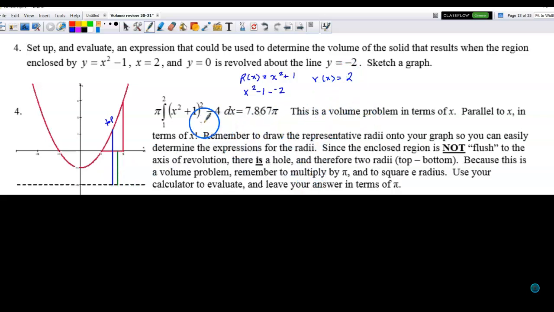So here you can see I have pi. My bounds are the same because I'm in terms of x from 1 to 2. This is big R of x, and I'm going to square it. And you can see that I've already squared little r. 2 squared is equal to 4. In my calculator, I'm simply typing in this integral right here, letting the calculator do its job, and then I add the pi on the end of that simply because the directions said leave your answer in terms of pi.